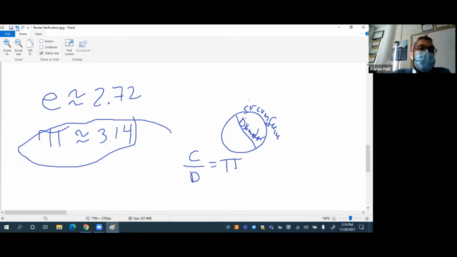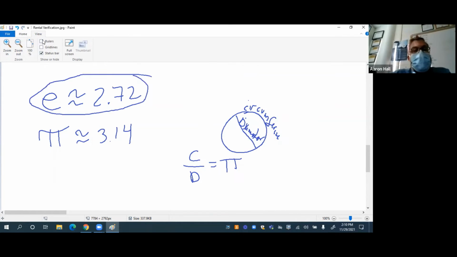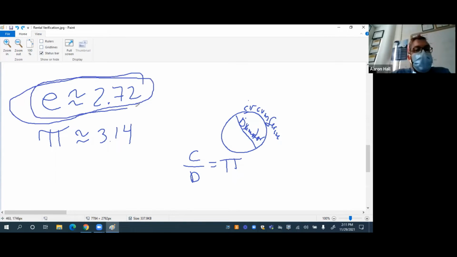All right, so what's the point of e? Let's do an experiment. Has anybody heard of what the point of e is, or is it just a number?